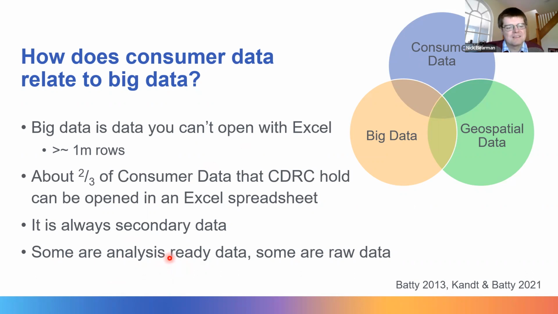Also, some of these consumer data sets are what we might call analysis ready. They're all nice and clean and tidy, you're very clear on what you're getting, and you can load it up and do your analysis. Some of them are very raw data. They might be very big files, they might be very unstructured, and they need quite a lot of processing before you can do any useful analysis with them. So we have these 2 types of consumer data.